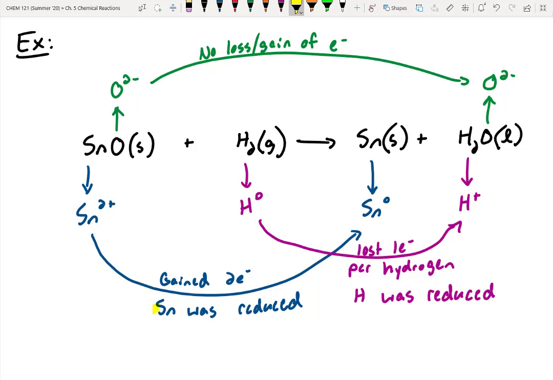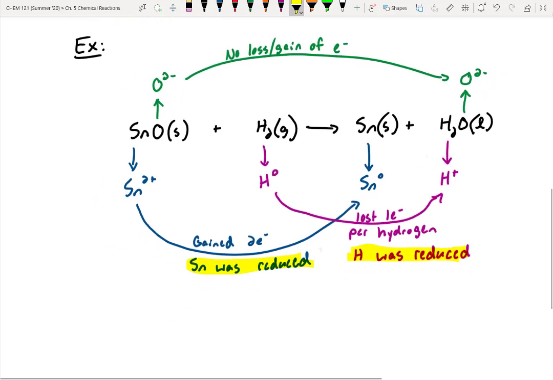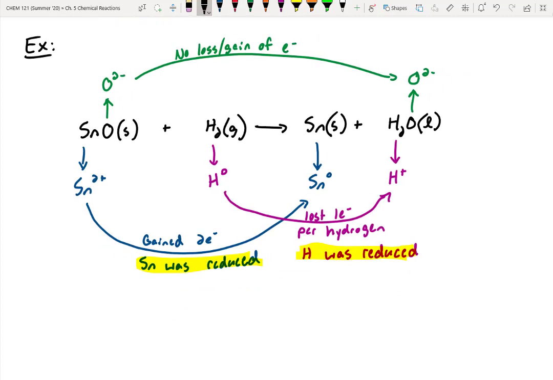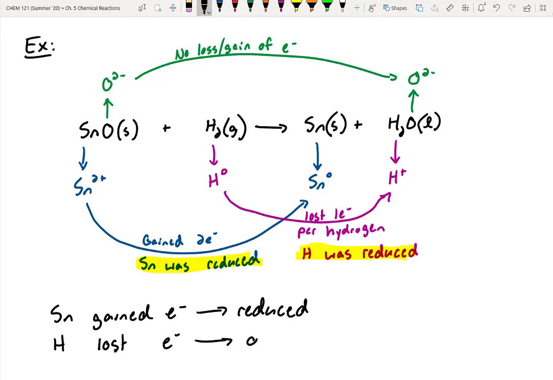Okay, so this is kind of the important thing we're getting out of this part. So I'm just going to make a little table underneath, and I'm just going to say tin gained electrons, therefore it was reduced, and hydrogen lost electrons, therefore it was oxidized. So this is just going to be my little summary underneath.